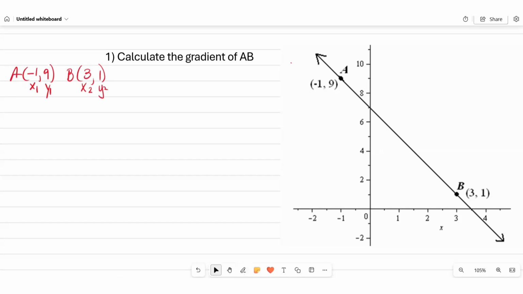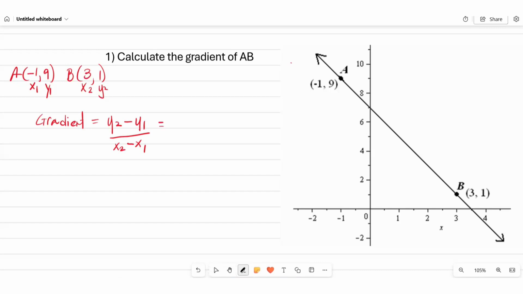Now, the gradient can be calculated by using this formula. So our gradient can be calculated all the time by using y2 minus y1 over x2 minus x1. Remember, the gradient is really the change in y over the change in x, or what we'll call rise over run. Let us substitute and see the numbers that we're getting out.